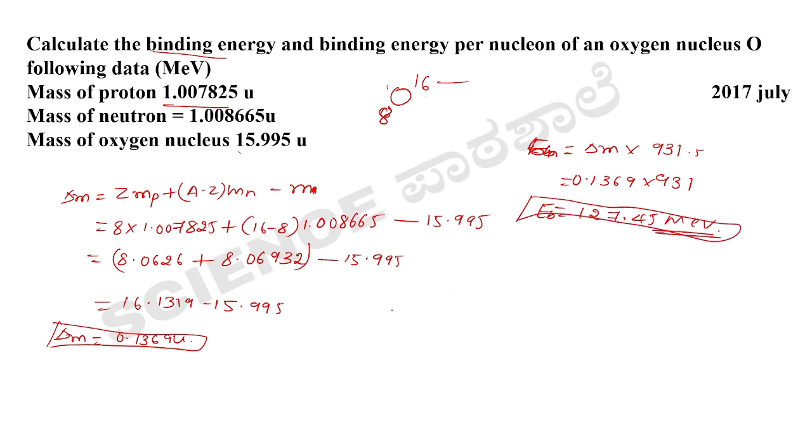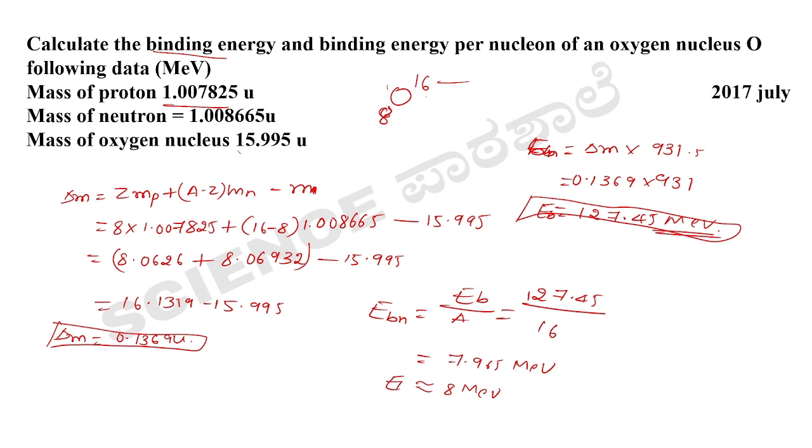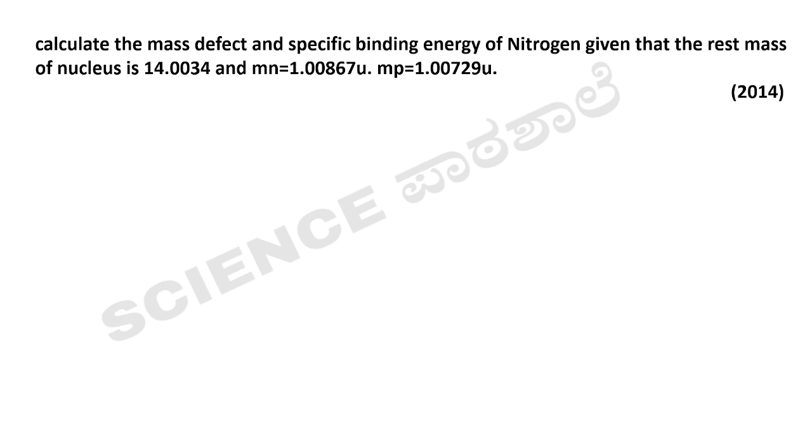Now we will discuss the specific binding energy. Specific binding energy is indicated by EBN. EBN is equal to EB by A. EB means binding energy, and A means atomic mass number. Binding energy is 127.45 divided by 16. So you will get 7.965 mega electron volt, or it is near 8 mega electron volt. If you take 931.5, you will get a slightly different answer, 8 point something. That's fine, they will consider the near value. Simple, right? They asked this question in 2017 July board exam. Clear? See, the next one will be like this.